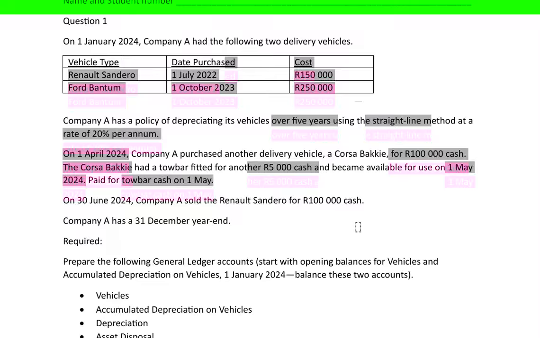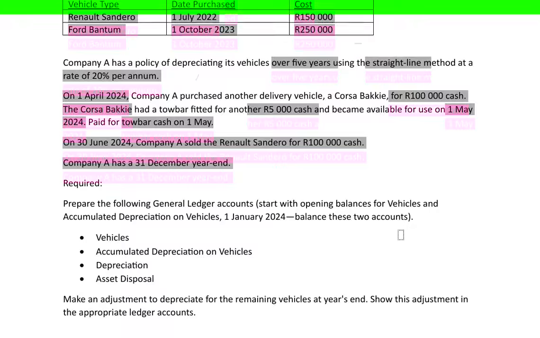Quite a bit of information here, but like I always say, as you practice more, the same type of transactions and information comes up. On the 30th of June 2024, Company A sold the Renault Sandero for 100,000 Rand cash. So there's the policy. Then there's a purchase of a new vehicle, and there's a sale of the Renault Sandero. And when is year end? Year end is the 31st of December 2024. So what's required of you?